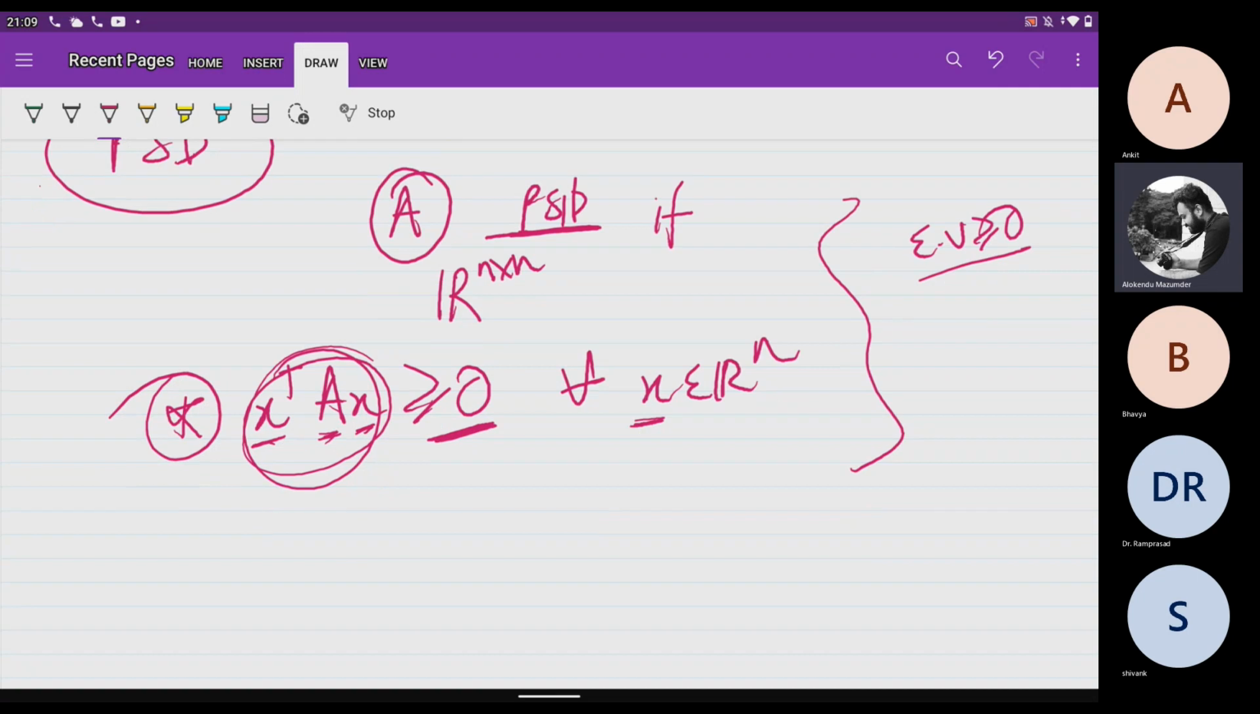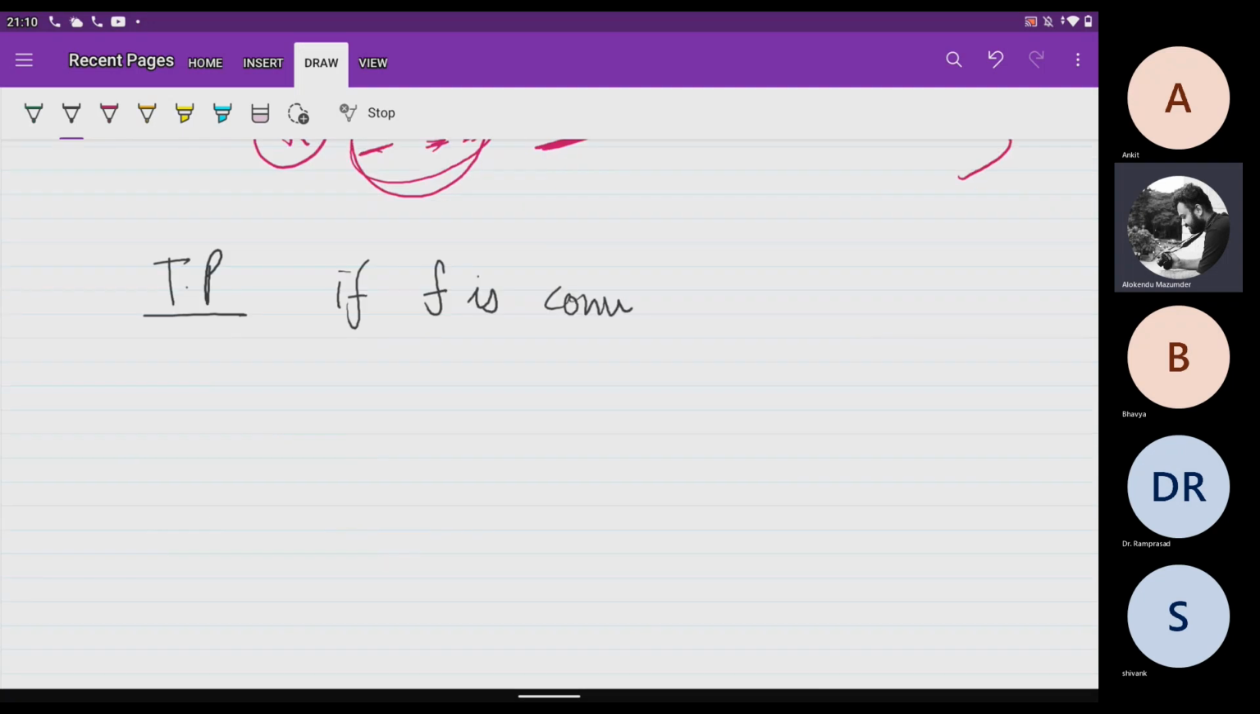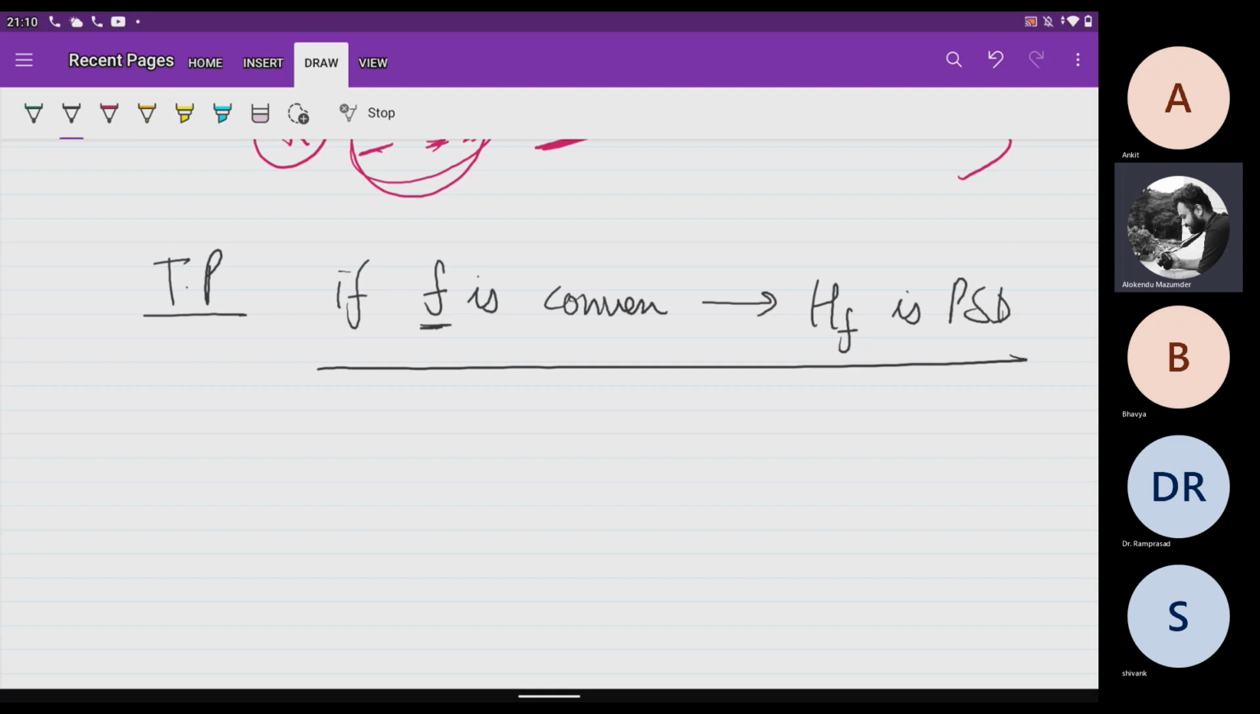So let's get back to the proof. To prove that if f is convex, then the Hessian of f is PSD. So if f is a high dimensional convex function, then its Hessian at any point will be positive semi-definite.